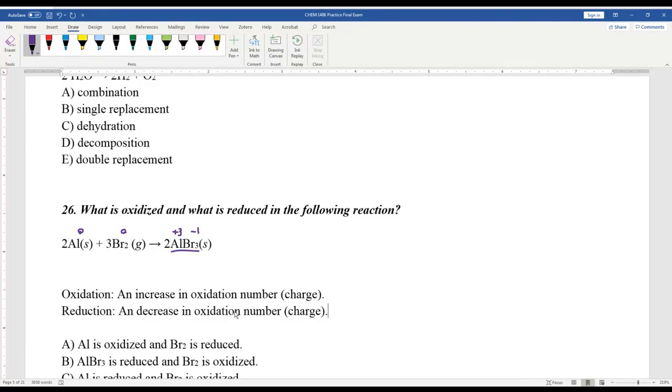So which one of these has its charge increasing? Which one of these substances has the charge increasing?